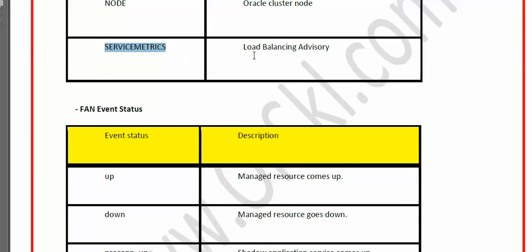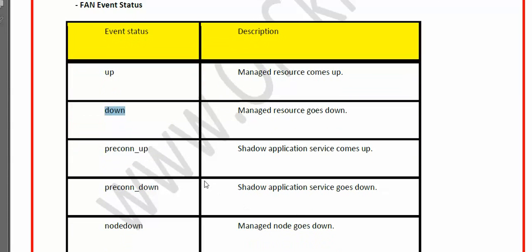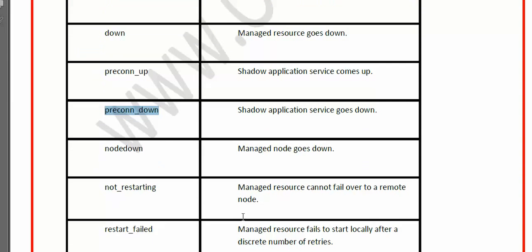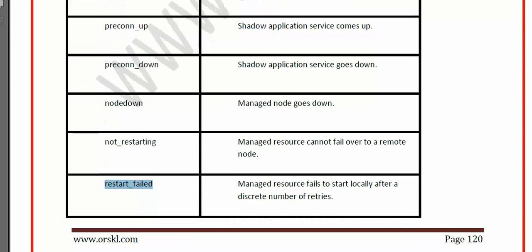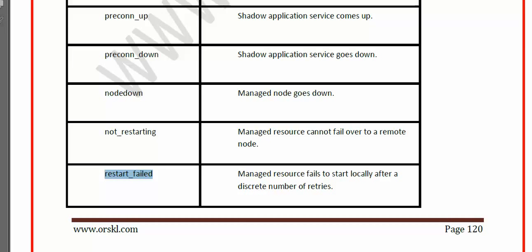Service metrics are nothing but the information from your load balancing advisor, which is also part of the fast application notification that is sent to the application server. And for each and every event, there are different statuses, whether that is up or down, or whether it is coming up, that is called pre-connection up. Whether it is in the process of going down, that is what we call pre-connection down. Is it completely down, the server or the component is completely down, or is it not able to start, or its restart has failed. So there are different types of statuses for each and every event that your notification will give you.